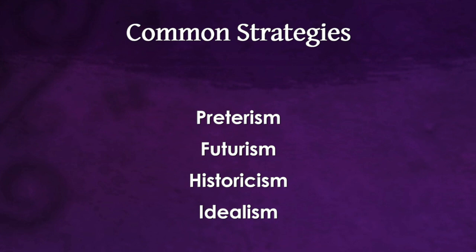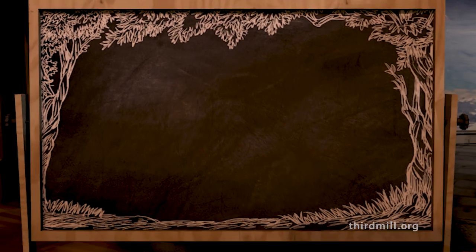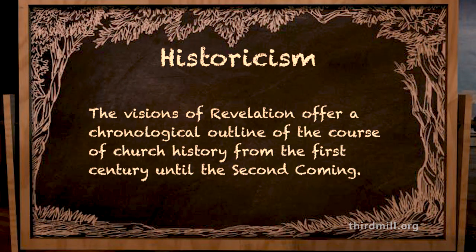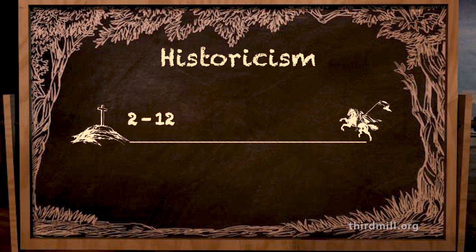Now that we've examined preterism and futurism, let's look at the third common strategy for application, which we've called historicism. Historicism assumes that the visions of Revelation offer a chronological outline of the course of church history from the first century until the second coming. Historicism typically says that Revelation chapters 2 through 12 relate to events in the first few centuries, chapters 13 through 17 relate to the Protestant Reformation, and chapters 18 through 22 relate to the events surrounding the Second Coming.